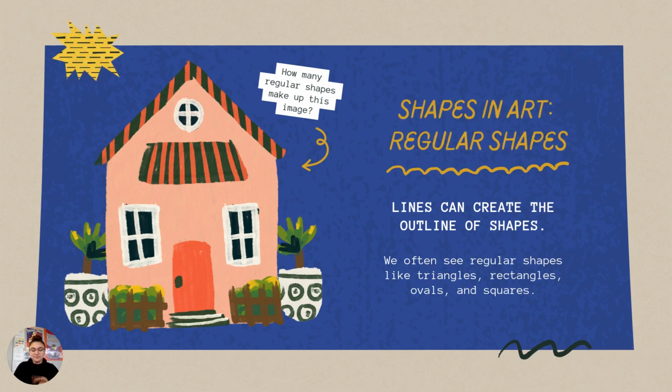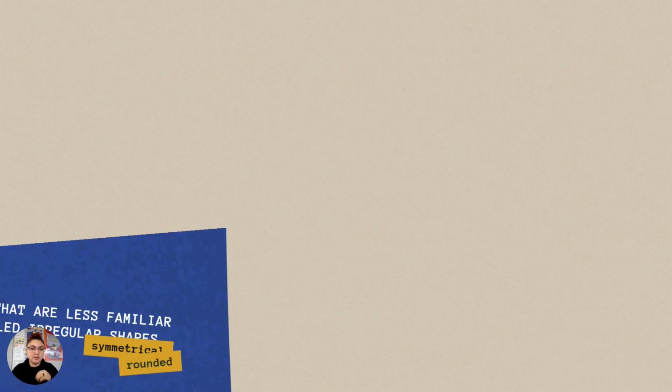All right, so now that you've done your first 2 contours, I want to talk a little bit about shapes in art. I know I've already been saying all these shapes, all these different sizes, but there are 2 different types of shapes I want you to be concerned about: regular and irregular. With regular shapes, lines can create the outlines of all shapes, but especially the regular ones, because we often see regular shapes like triangles, rectangles, ovals and squares all over the place. If you were to look around my room, you would find at least a handful of examples. Regular shapes are just shapes that we see on our day-to-day basis.